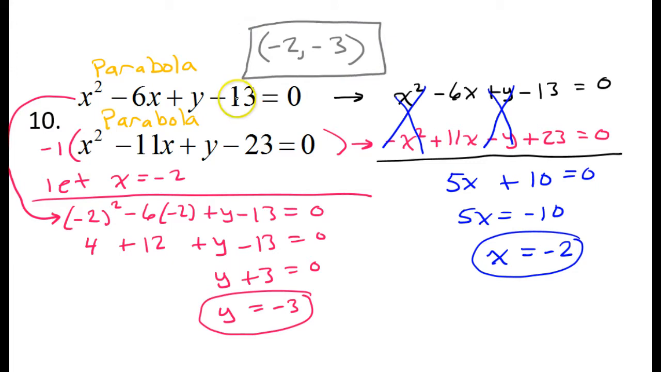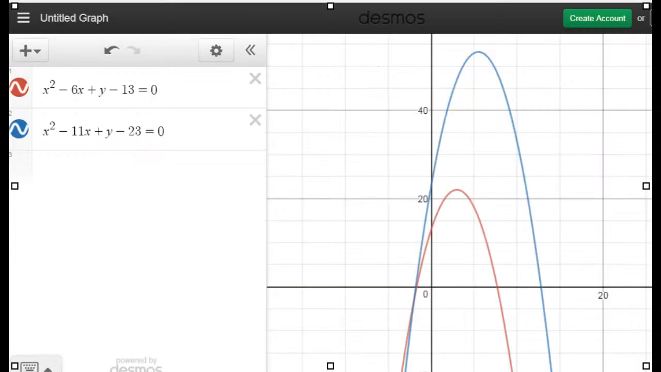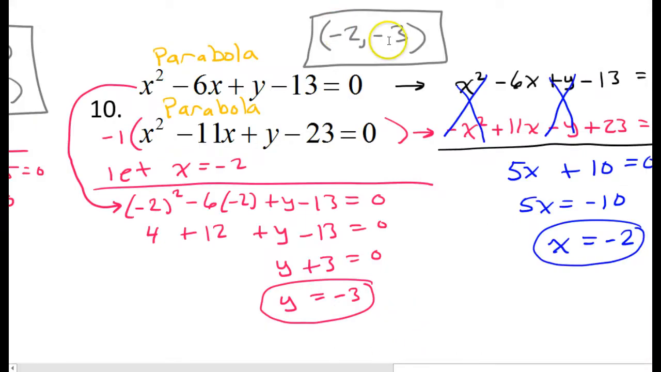So let's check Desmos.com and see what these two parabolas look like, and let's see if we can find the intersection point at -2, -3. Okay, here are the two parabolas, and it looks like they intersect over here somewhere, and here's the intersection point right here, and guess what? Negative 2 comma negative 3. The exact value that we found when we did it by hand.